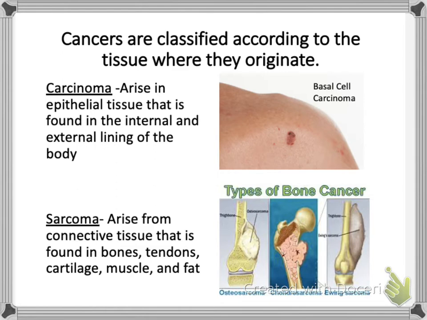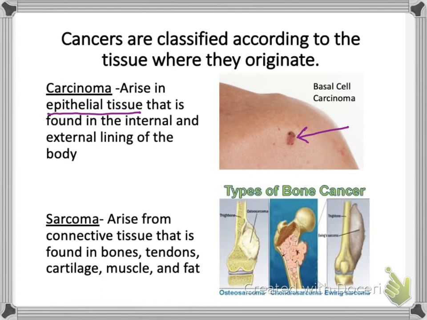The first one is a carcinoma. So carcinomas arise in epithelial tissues. Epithelial tissues are basically lining tissues. Your skin is an epithelial tissue, like this basal cell carcinoma here. That's skin cancer. It's a type of skin cancer.